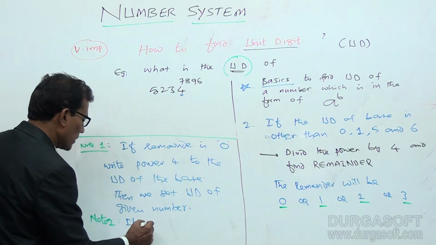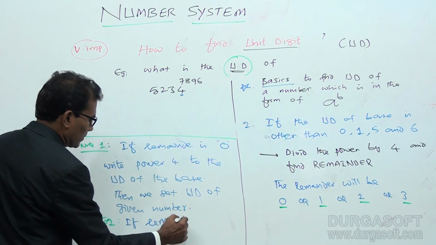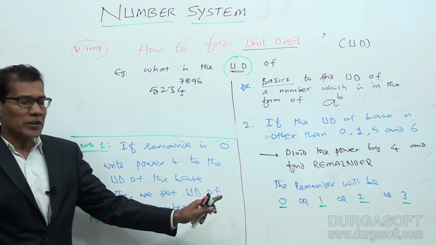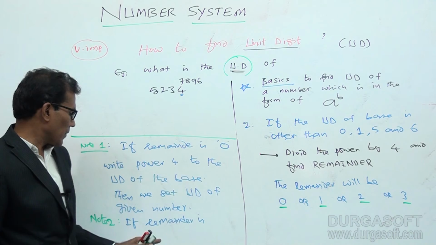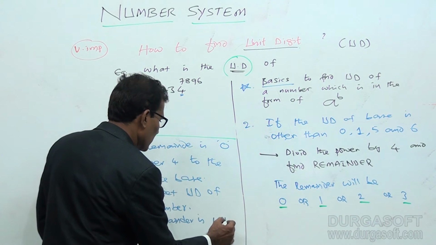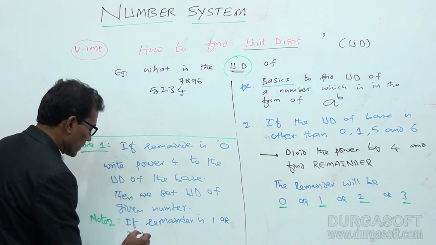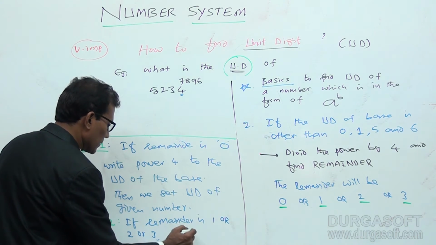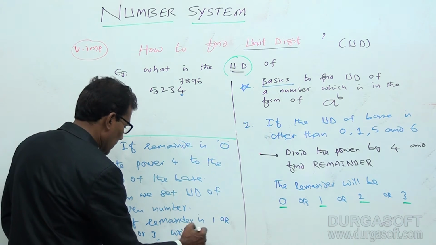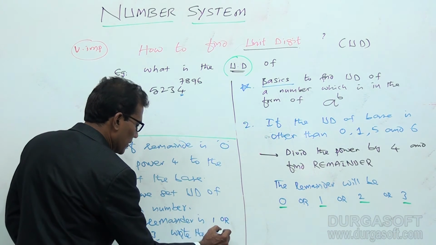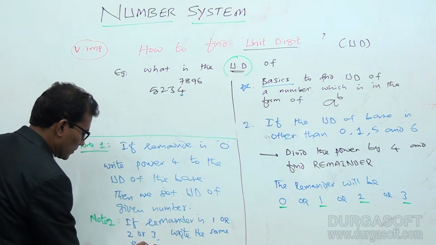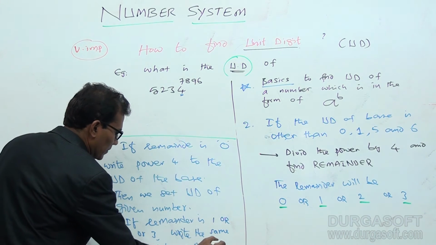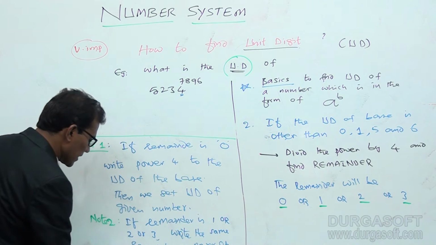If the remainder is 0, we are writing power 4 to the unit digit of the given base. In case the remainder is 1 or 2 or 3, write the same remainder as the power of the unit digit of the base.